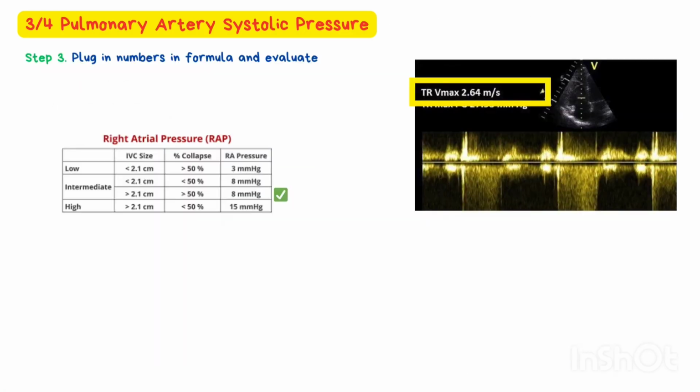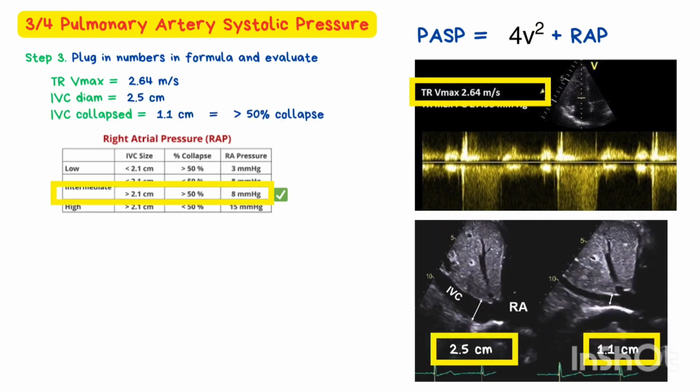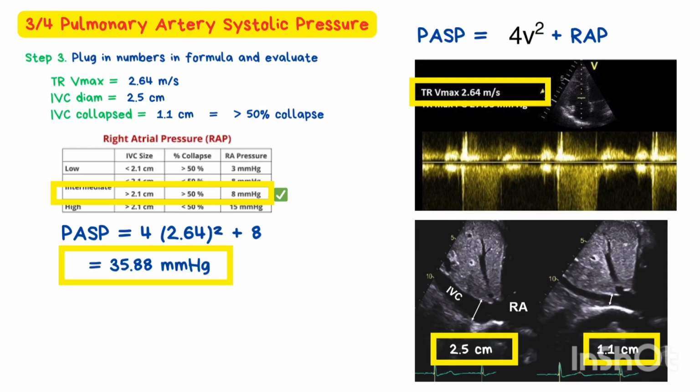Step 3 is to plug in our values to calculate pulmonary artery systolic pressure, or PASP. The formula is PASP equals 4 times TR Vmax squared plus right atrial pressure. In our case, the tricuspid regurgitation peak velocity, or TR Vmax, is 2.64 meters per second, and the right atrial pressure, based on our IVC measurements, is 8 millimeters of mercury. Let's do the math. 4 times 2.64 squared equals approximately 27.9. Add the right atrial pressure of 8, and we get a PASP of 35.9 millimeters of mercury.